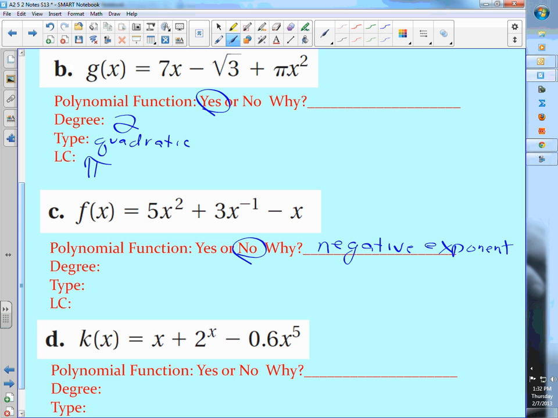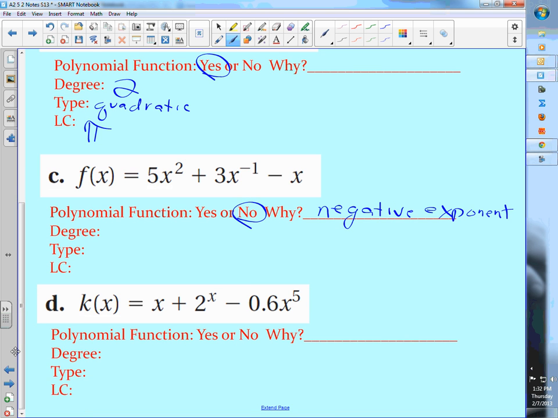Can't have a negative exponent. So we don't care, we can't define degree and type and all of that. How about D, polynomial function? Yes, no, yes, yes, yes, yes. No. We don't know. We don't know x. Maybe.